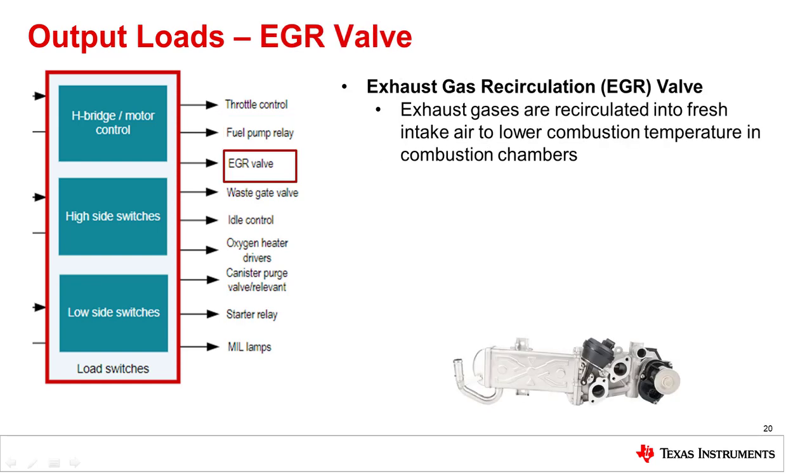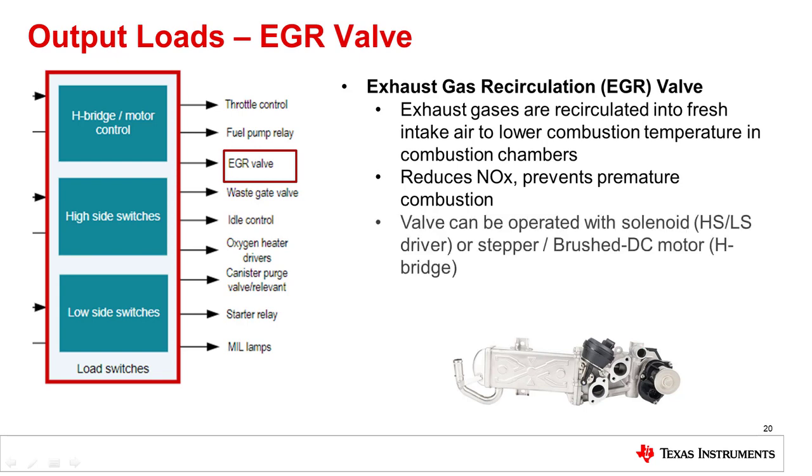The exhaust gas recirculation valve, or EGR valve, is used to recirculate exhaust gases into fresh intake air to lower the combustion temperature in combustion chambers. This helps reduce the amount of nitrogen oxides, or NOx, and prevents premature detonation of the air-fuel mixture in the combustion stroke. The valve is controlled using a stepper motor, brush DC motor, or solenoid. A temperature sensor measures the temperature of the intake manifold, and a signal comes from the ECU to control the opening of the EGR valve.